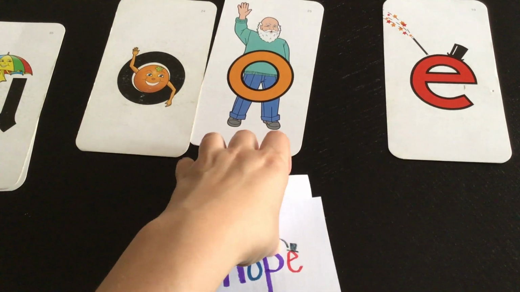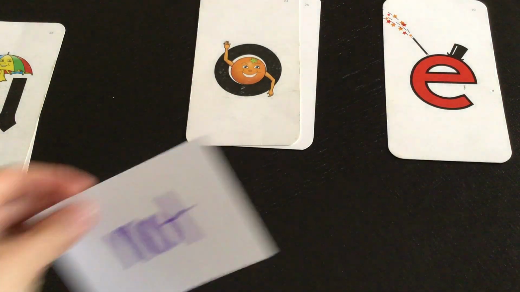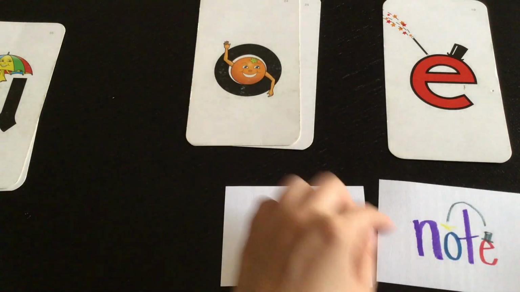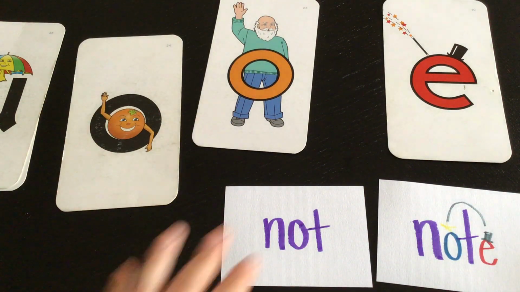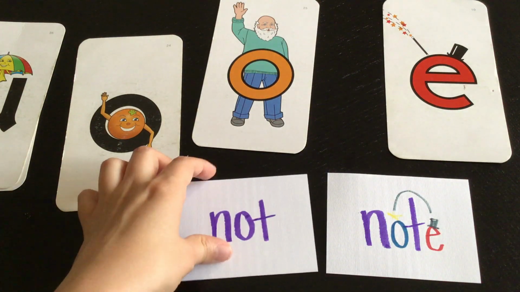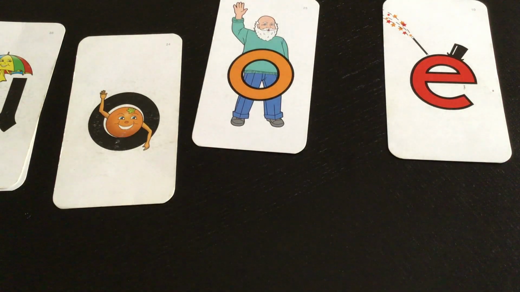Okay, let's try another. Start with Oscar Orange in the word not. We bring in magic E. He shoots his sparks. Mr. O comes out, and we get the word note. Not turns into the word note. Good. All right, one more O word. Are you ready?